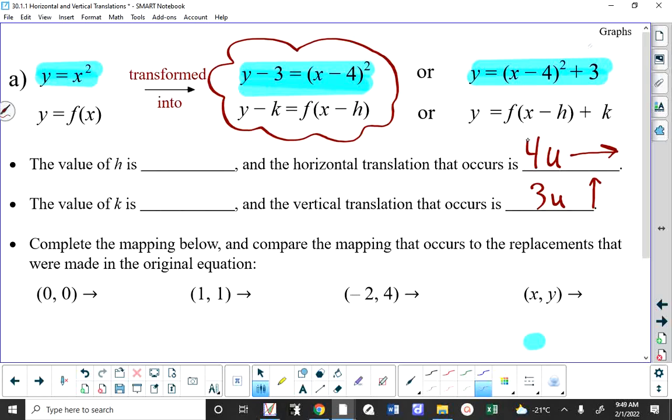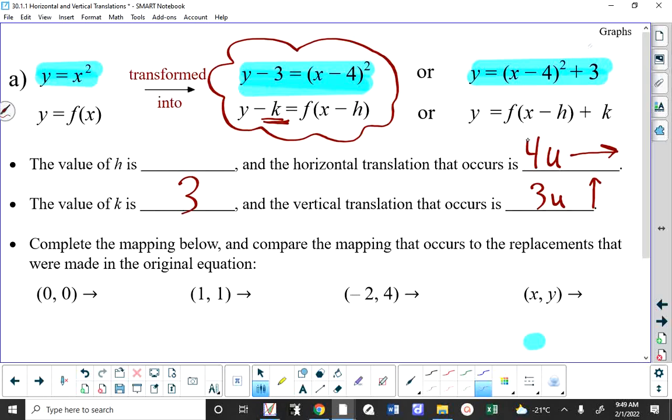And write those numbers in the blank. So what number would you put in for K right here so that it wasn't y minus k, but it became y minus 3? It's not a trick question. The answer is 3. You have to make K 3.